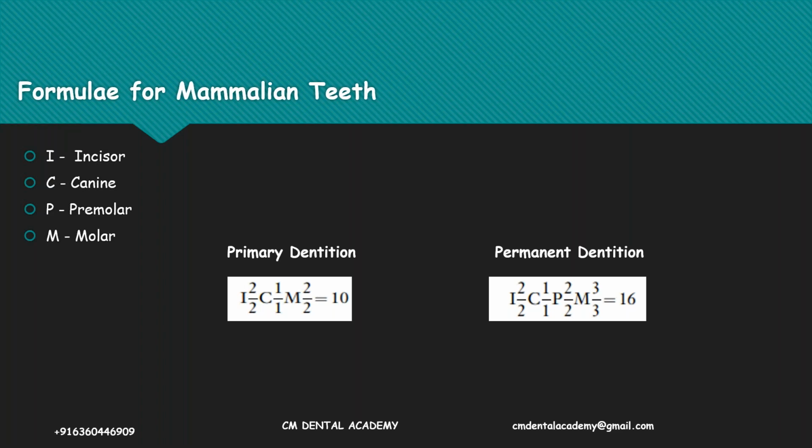So if you consider the entire mouth, the primary dentition is going to have 20 teeth. In permanent dentition, it is read as two upper and lower incisors, one upper and lower canine, two maxillary and mandibular premolars, and three maxillary and three mandibular molars. So on one side of the jaw, they constitute around 16 teeth. When you consider the entire mouth, in permanent dentition there are going to be around 32 teeth. So this is the dental formula for the mammalian teeth. You have to be thorough with this.